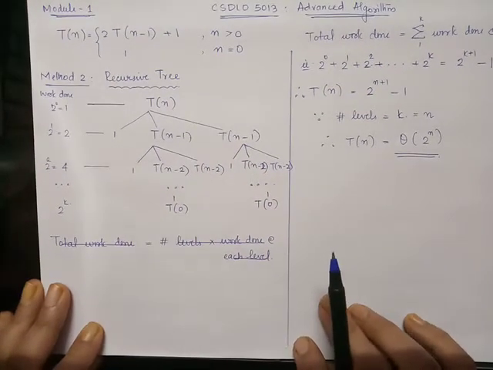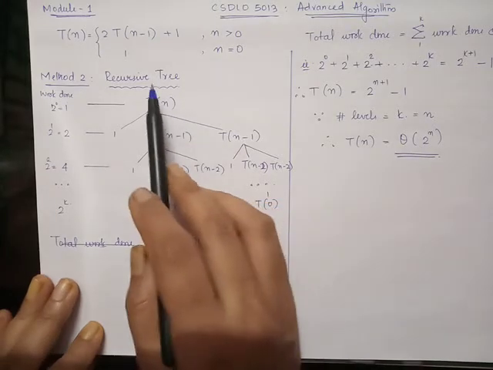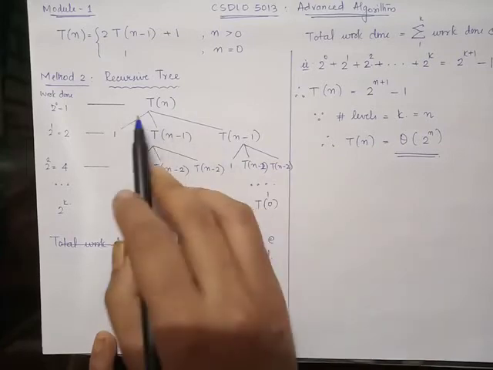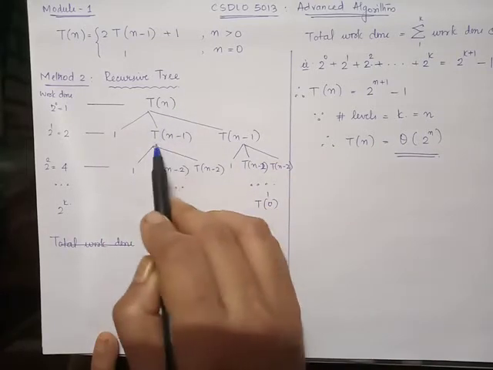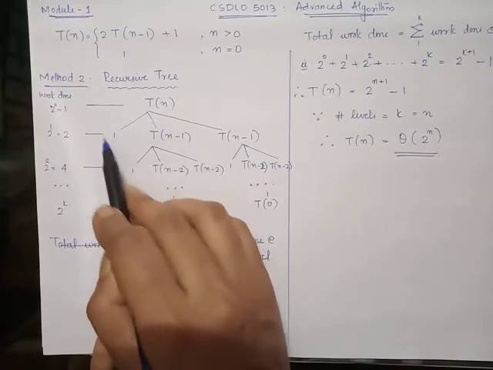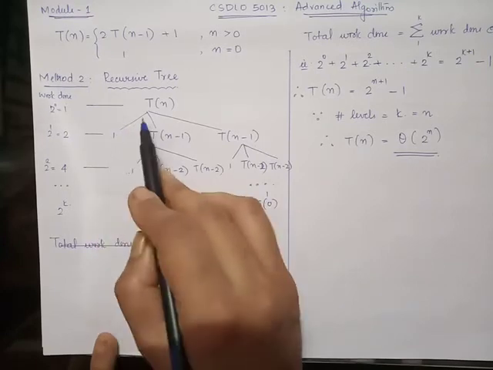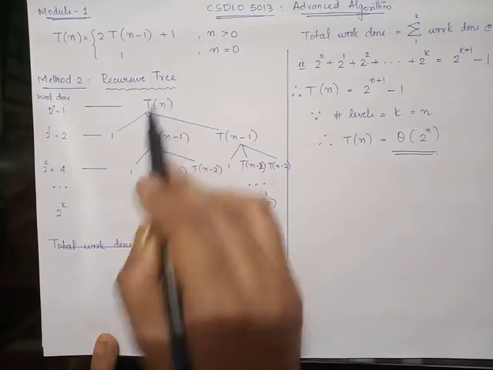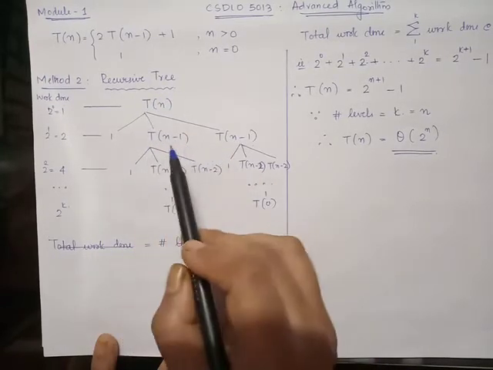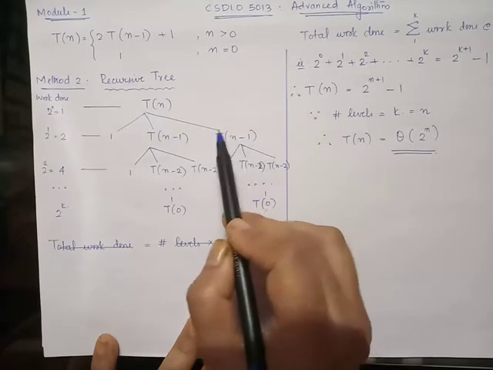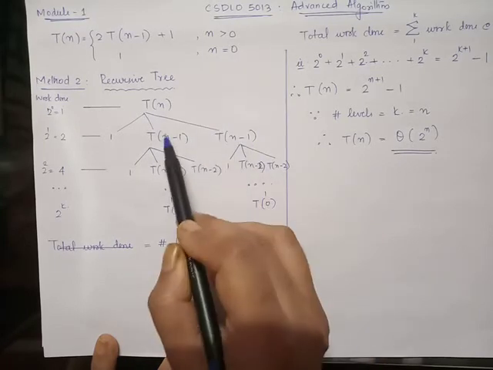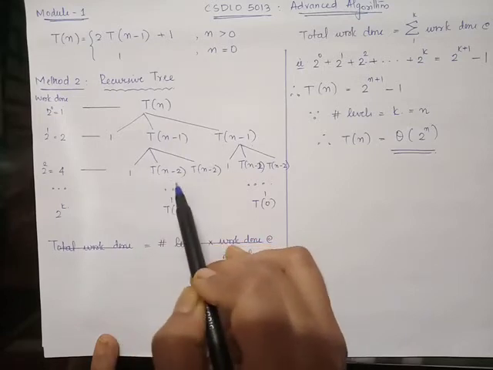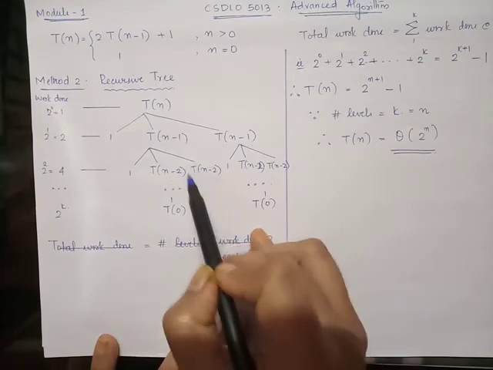In the recursive tree method, we are going to represent it as a tree. T of n is invoking itself 2 times plus a constant time is associated here. So we write it as, there are three branches to this t of n. 1, then t of n minus 1, that is the first invocation. The second invocation is t of n minus 1 again. Now this t of n minus 1 can be represented as 1 and t of n minus 2 and another t of n minus 2.